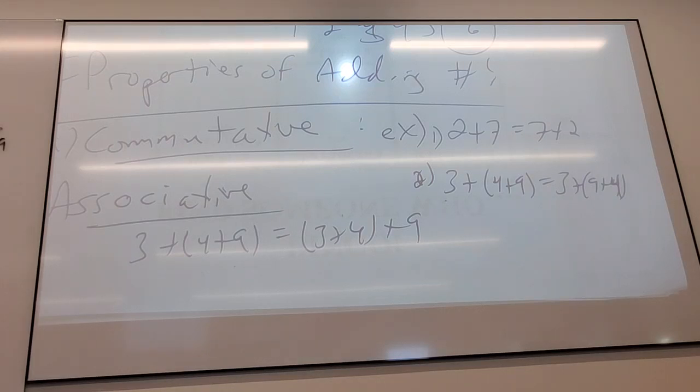You guys kind of with me? So multiplication and addition are commutative and associative. Division, subtraction are not. I like it.